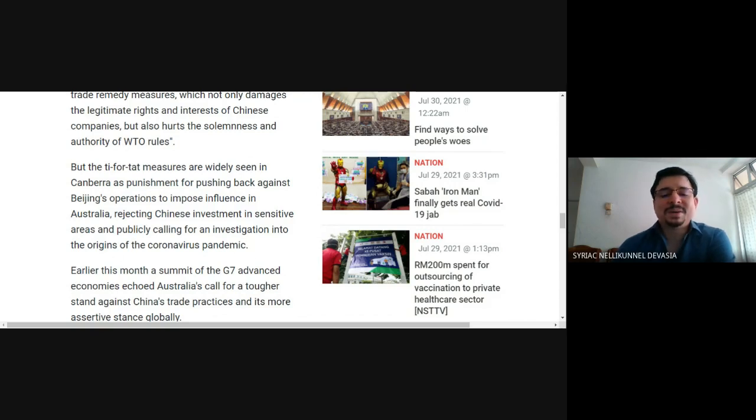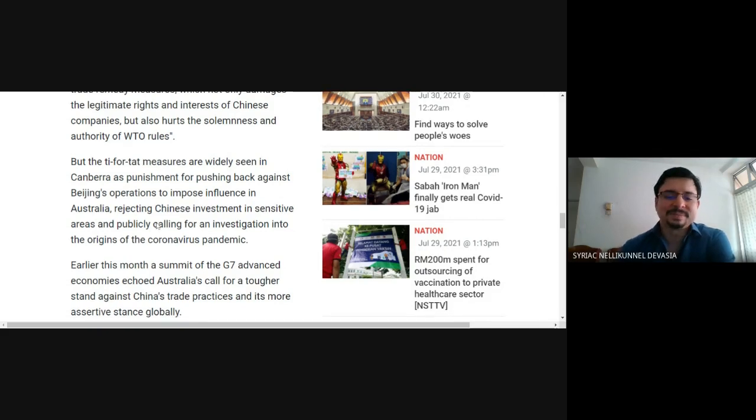If you remember, the whole problem started with this issue of coronavirus pandemic. Australia publicly called for an investigation into the origin of coronavirus pandemic, saying it has originated from Wuhan lab and so on. And then in retaliation, China imposed tariffs on Australian wine, and in retaliation, Australia imposed tariffs on steel goods and so on. So it is a kind of tit for tat situation.